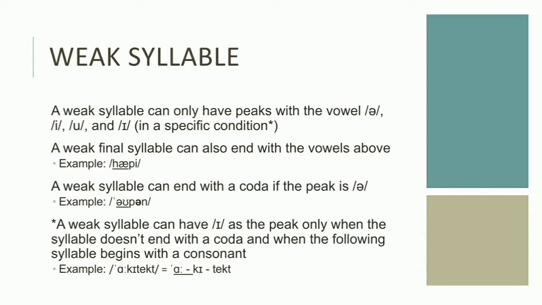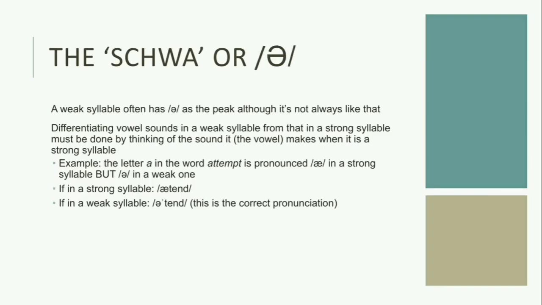Weak syllable. A weak syllable can only have peaks with the vowels schwa, i, u, and o in specific conditions. A weak final syllable can also end with the vowels above. Example, happy. A weak syllable can end with a coda if the peak is schwa. Example, upon. A weak syllable can have o as the peak only when the syllable doesn't end with a coda and when the following syllable begins with a consonant. For example, in the word architect. The schwa or a weak syllable often has a as the peak, although it is not always like that.